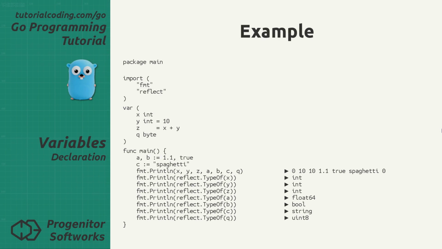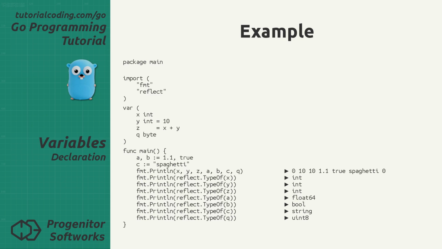The example here shows an executable program. It declares some variables with the different declaration methods introduced earlier. First come the 4 package variables. X is simply declared to be an integer type and is initialized to the default value of 0. Y is declared an integer type and initialized to 10. Z is implicitly declared through initialization as the sum of x plus y, which both have the integer type. As a result, Z will also have the integer type.